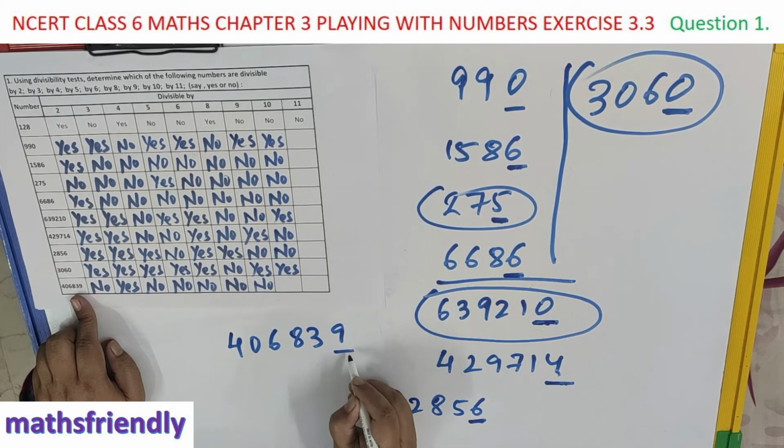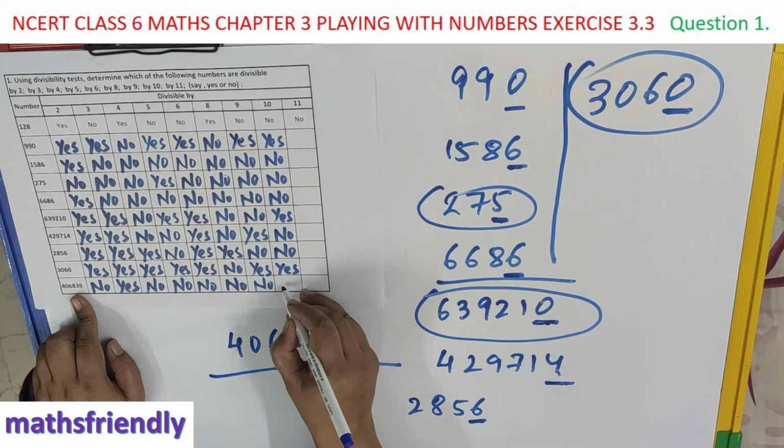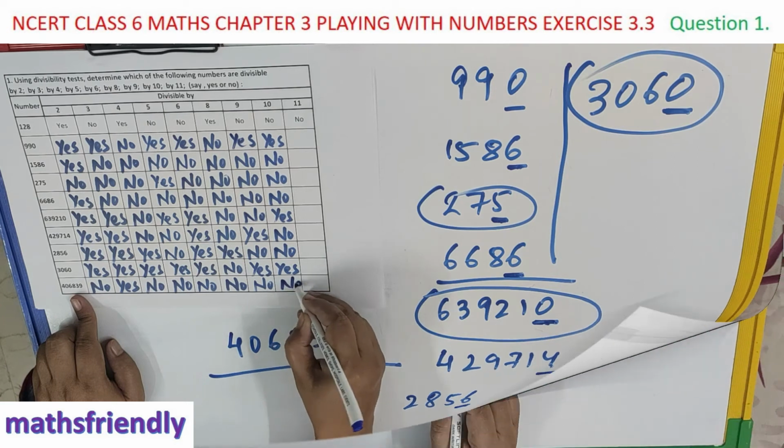The next number is 406839. The units place, the ones place of this number is 9. So this number is not divisible by 10. So we will write it no here.